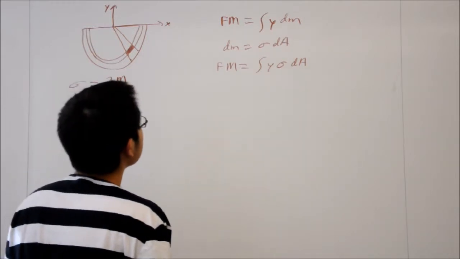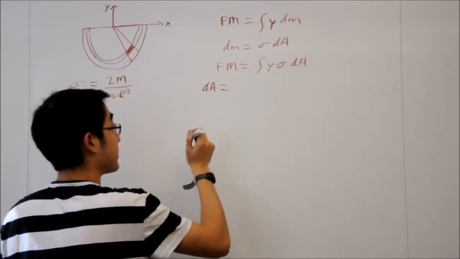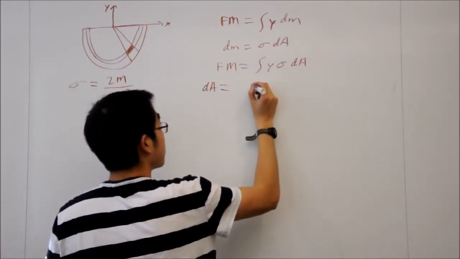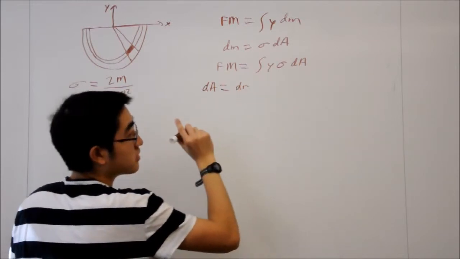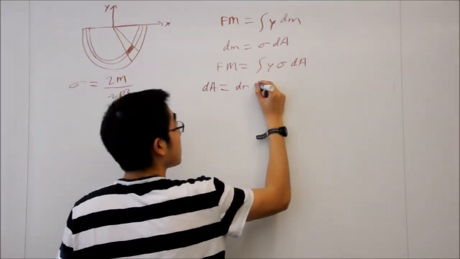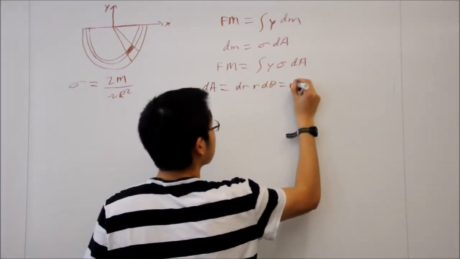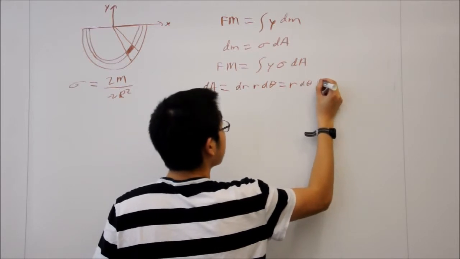So that means that the total area is just the radial thickness, which is dr, times the arc length, r d theta, which we'll just simplify to r d theta dr.